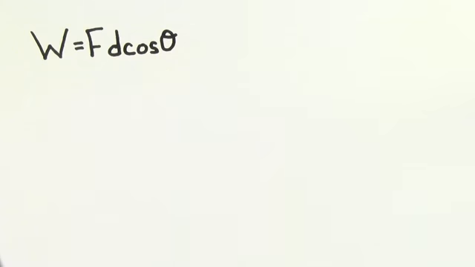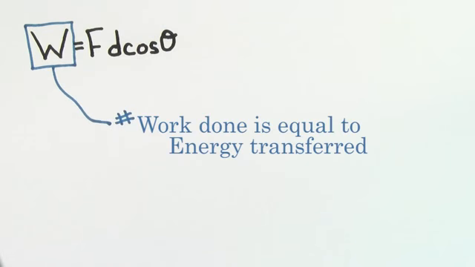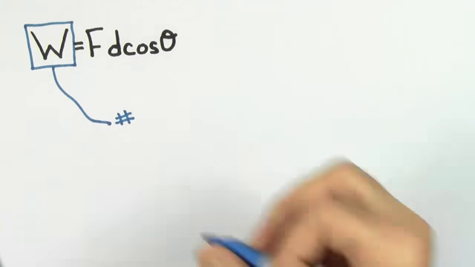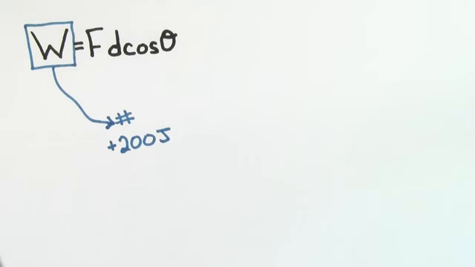One way to find the amount of work done is by using the formula F d cosine theta. But this number for the amount of work done represents the amount of energy transferred to an object. For instance, if you solve for the work done and you get positive 200 joules, it means that the force gave something 200 joules of energy.